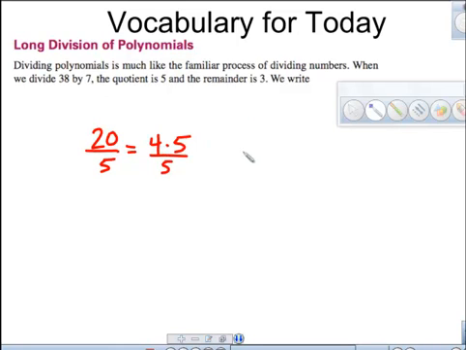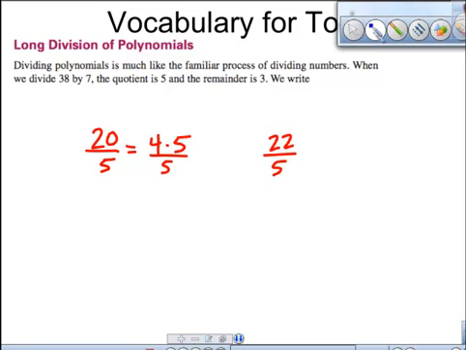Okay, so what if we have something that 5 doesn't go into evenly, like say 22? How do I divide this? Well, we look at this and say, that's an improper fraction. I know that 5 goes into 22 at least 4 times, and then there'd be 2 left over, and we'd say, okay, then that would be 2/5, right? So the remainder really is this portion right here, the 2 over 5. So when we're looking at dividing polynomials, keep this in mind.